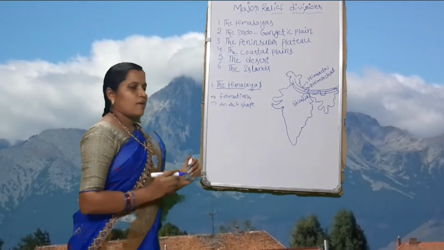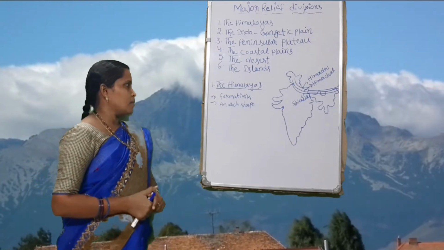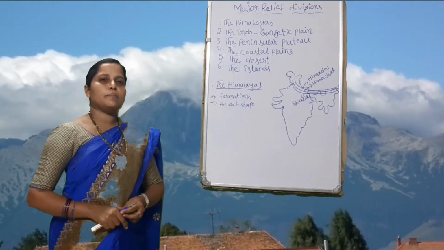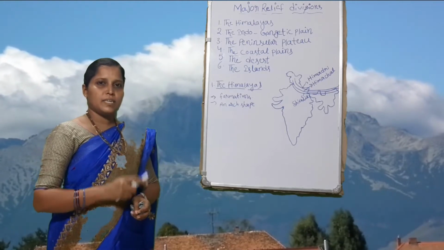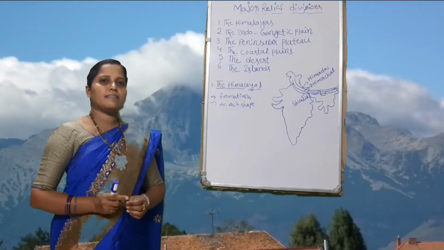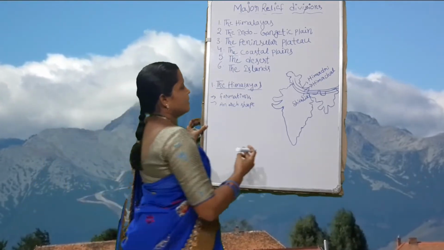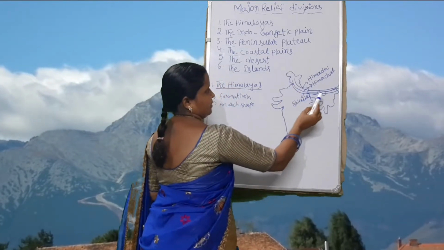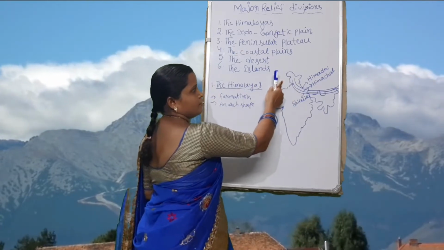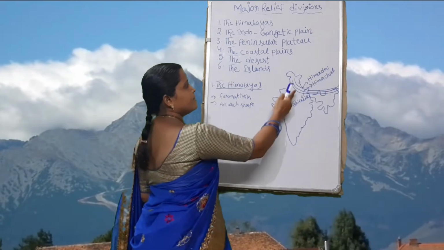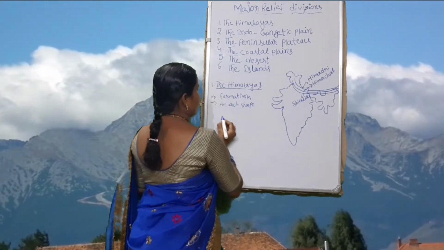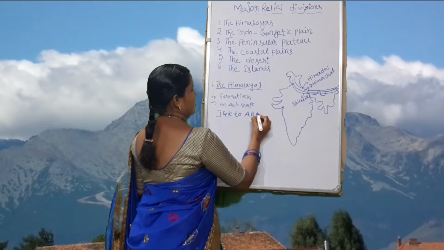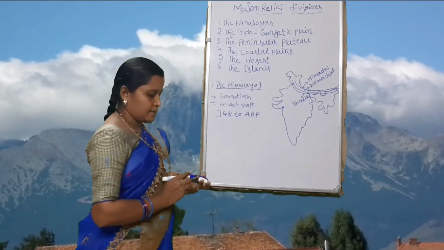Here we see the formation of the Himalayas. Already we learned about the formation of the Himalayas. 200 million years ago, our Indian Peninsula plate collided with the Eurasian plate. In this process, the Himalayas were formed. Here, children, look at the map. These are the Himalayan ranges. Himalayan ranges stretch from west to east, from Jammu Kashmir to Arunachal Pradesh.